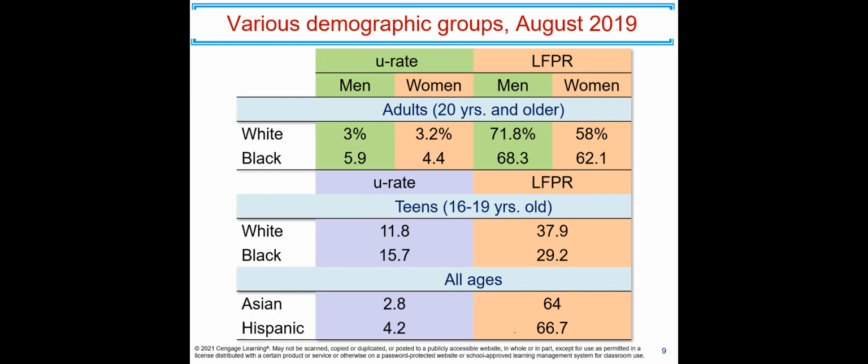It should be obvious why it's higher, because these teenagers are usually at school and they work part-time if they work. So for white teenagers it's 11.8%, for black it's 15.7%. And for labor force participation, 37.9% of white teenagers participate in the labor market, whereas 29.2% for black teenagers. When we look at the Asian and Hispanic differences for all ages, the unemployment rate is 2.8% for Asian and 4.2% for Hispanic, and their participation rates are similar, 64% versus 66.7%.